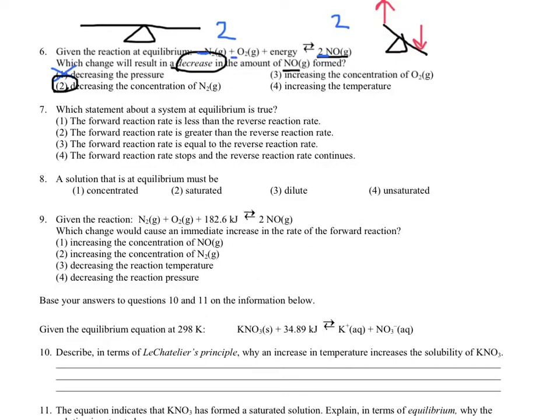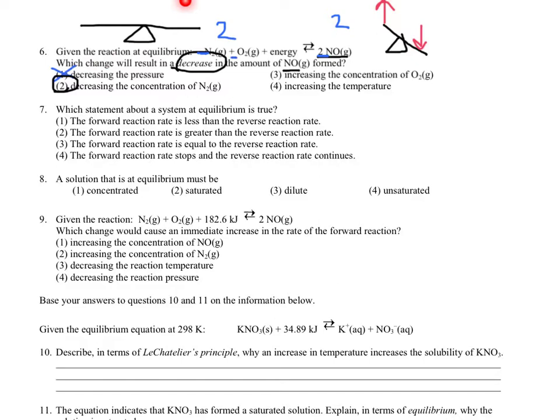So if I increase the concentration of oxygen, again it's a reactant, it's going to cause the seesaw to fall in this direction, which is not the direction we're looking for. And now if I increase temperature, temperature is energy, so energy is a reactant. So again the seesaw falls in this direction and would not cause an increase in our nitrogen monoxide.